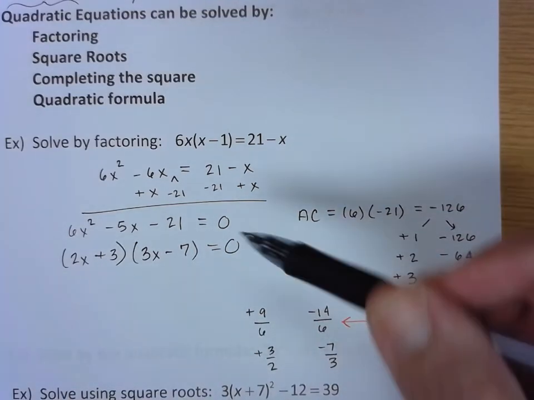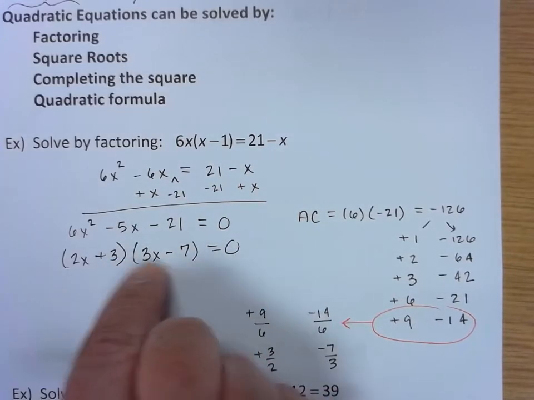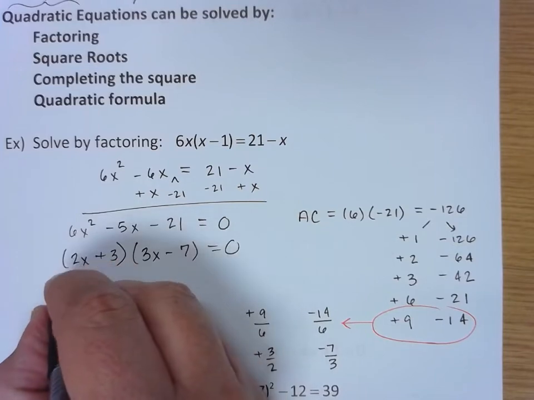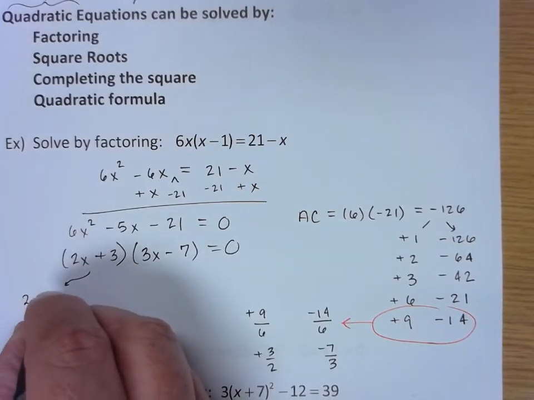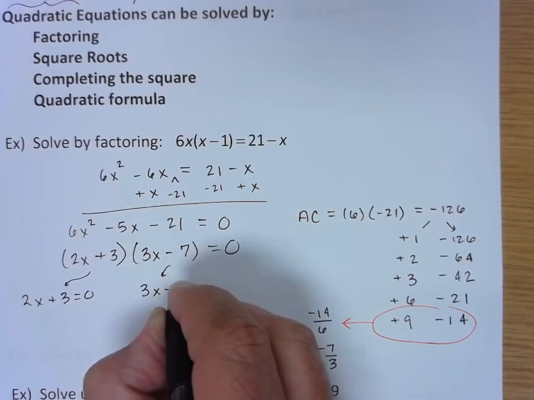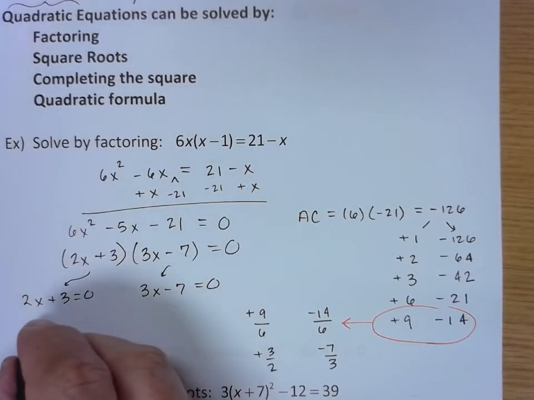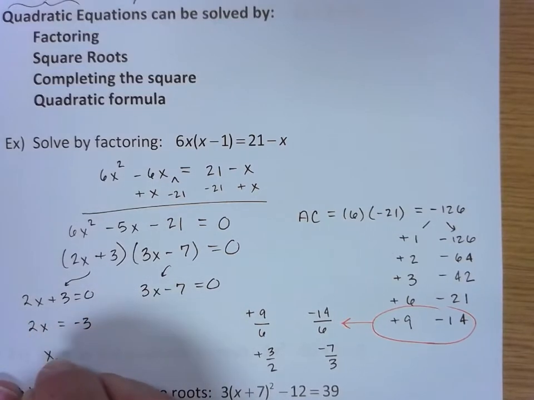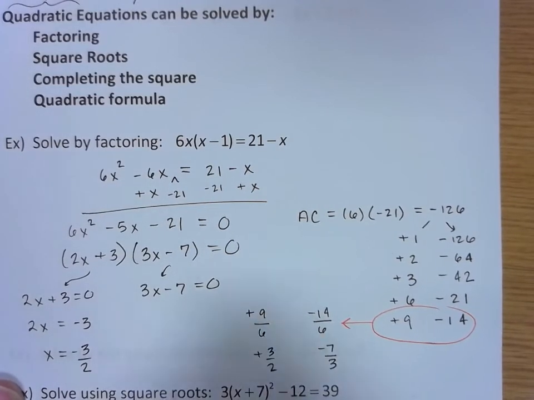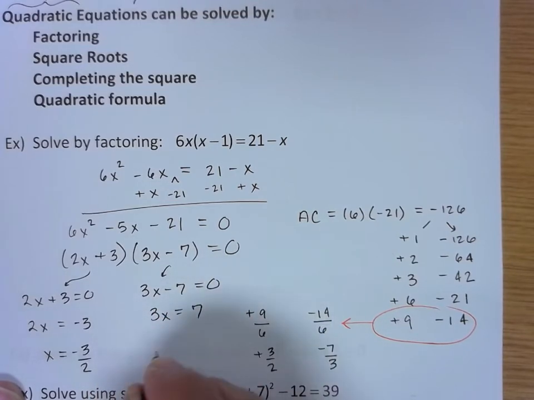So now, to use factoring to solve an equation, since these are set equal to 0, anytime something is multiplied or factored and set to 0, you can actually set the individual factors themselves equal to 0 to get your full solutions to the quadratic equation you're solving. So when I solve this out, this is going to solve for x. Subtract 3 from both sides. 2x equals negative 3, and then divide both sides by 2. You get x equals negative 3 halves. And then the other solution, add 7 to both sides. 3x equals 7. Divide both sides by 3.